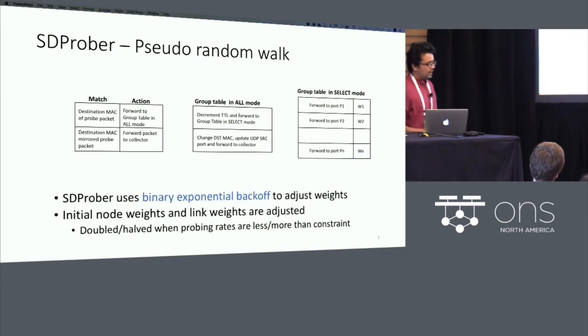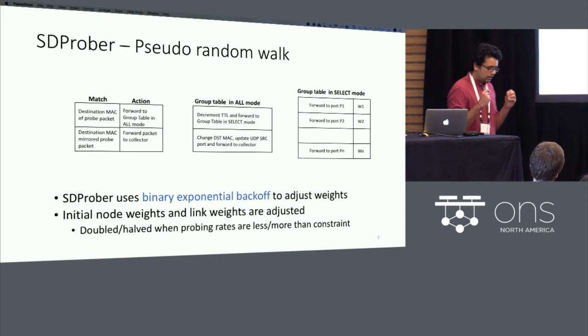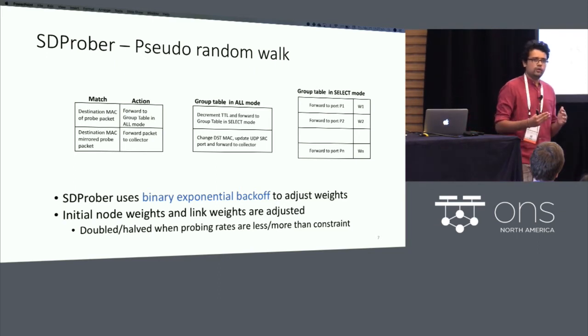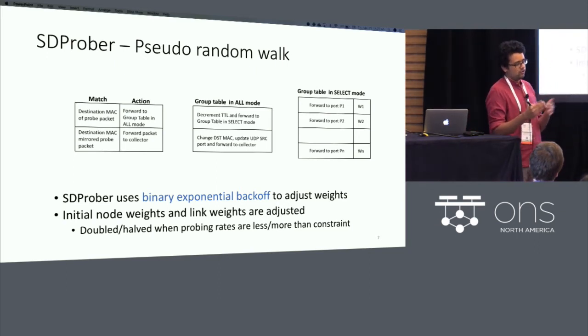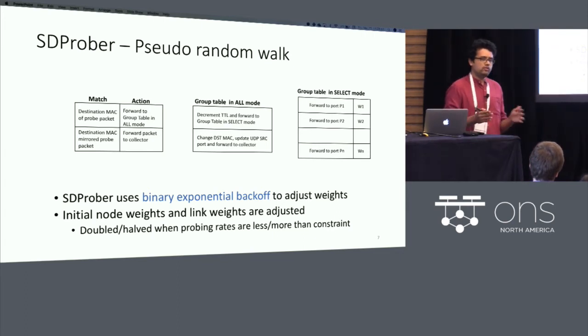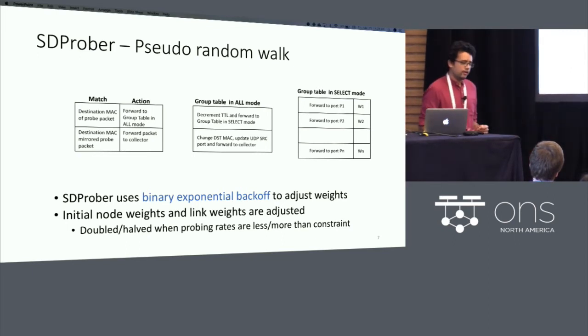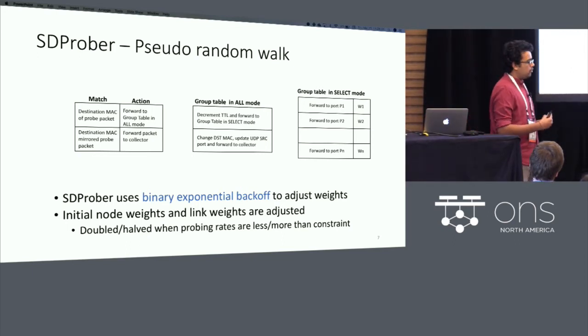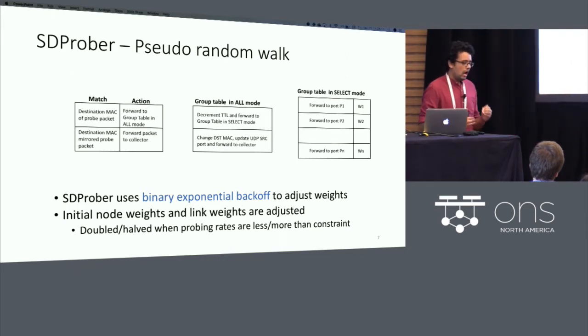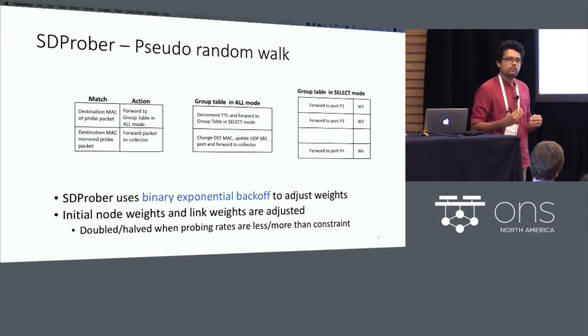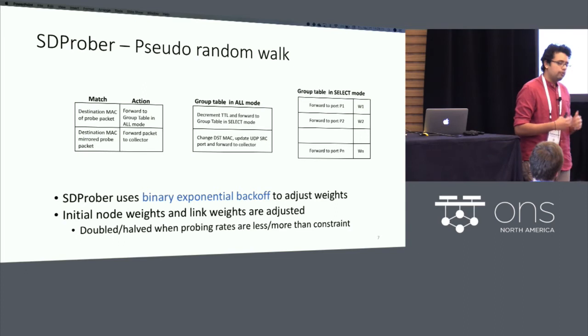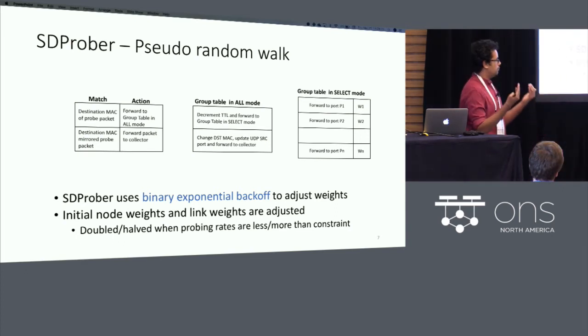So it's very important that SDProber recalibrates its weights, that is the initial node weight selection and the weight distribution for the next hop, so that it could guide probe packets to regions where it's important. So we use this very simple binary exponential backoff technique to adjust the weights. SDProber, based on the previous iteration, doubles the weights on links whose lower bound is not satisfied, so that more probe packets go there. And SDProber reduces the weights on links whose upper bound is already satisfied, so that the probe packet doesn't go to that particular region.